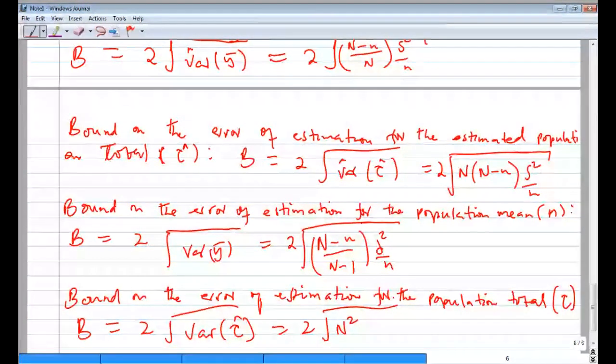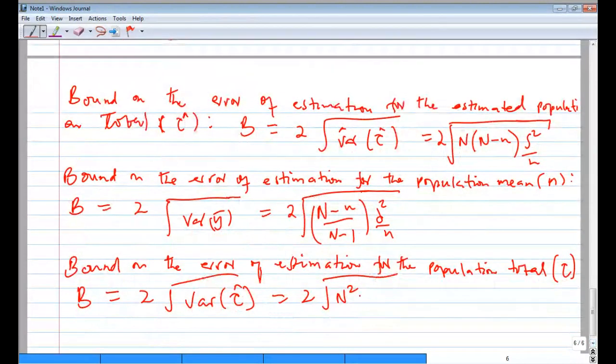Which is equal to 2 times the square root of N squared (N minus n) over (N minus 1) times sigma squared over n. So this one is a bound on the error of estimation for the population total, which is B equal to 2 times the square root of var of the estimated tau, which is equal to 2 times the square root of N squared (N minus n) divided by (N minus 1) times sigma squared over n. Yes, those are the formulas that I wanted you to know.